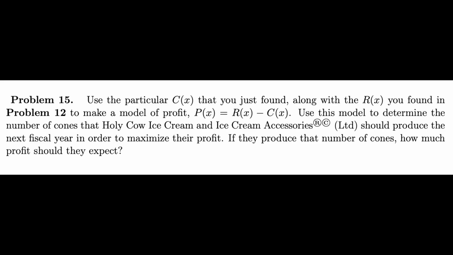Problem 15. Use the particular c of x that you just found, along with the r of x that you found in problem 12, to make a model of profit. P of x equals r of x minus c of x. Use this model to determine the number of cones that Holy Cow Ice Cream and Ice Cream Accessories, rights reserved, copyright limited, should produce the next fiscal year in order to maximize their profit. If they produce that number of cones, how much profit should they expect?